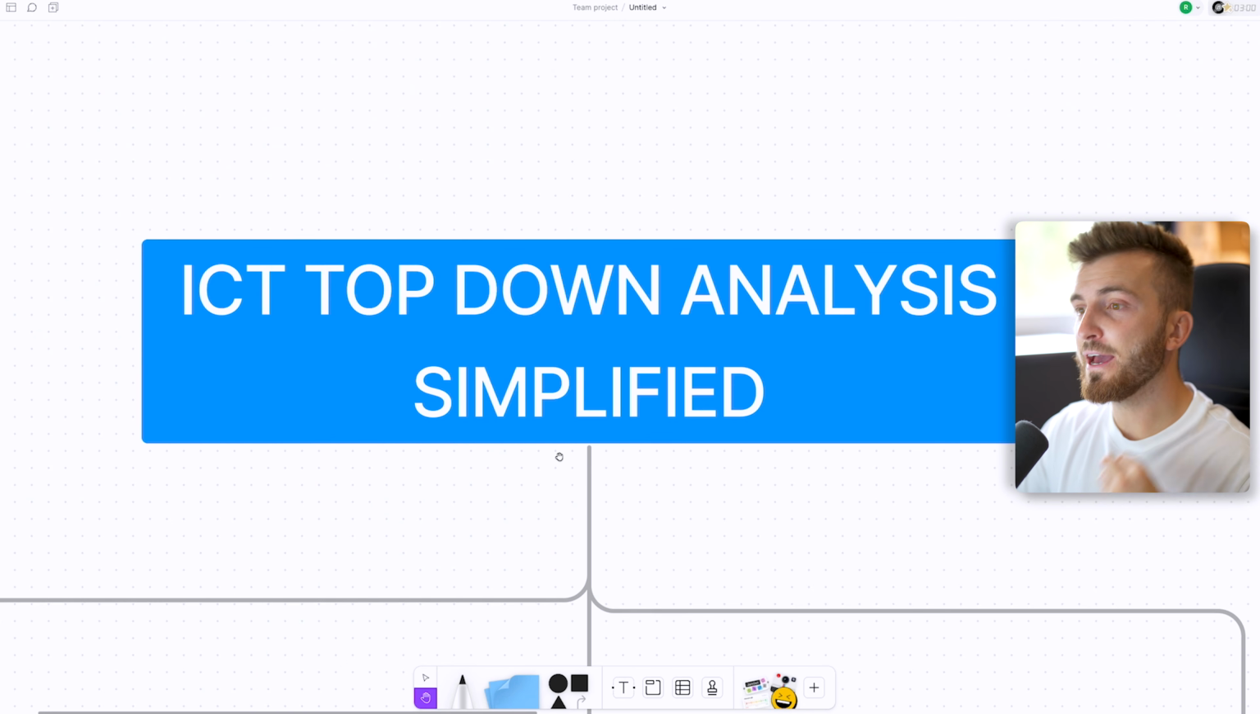So now let's go onto the screen. The goal is to simplify ICT top-down analysis. So I will show you how we go from the weekly all the way into having a trade. And this trade was a trade that I personally took and the members inside of the Simple Trading Edge also took.